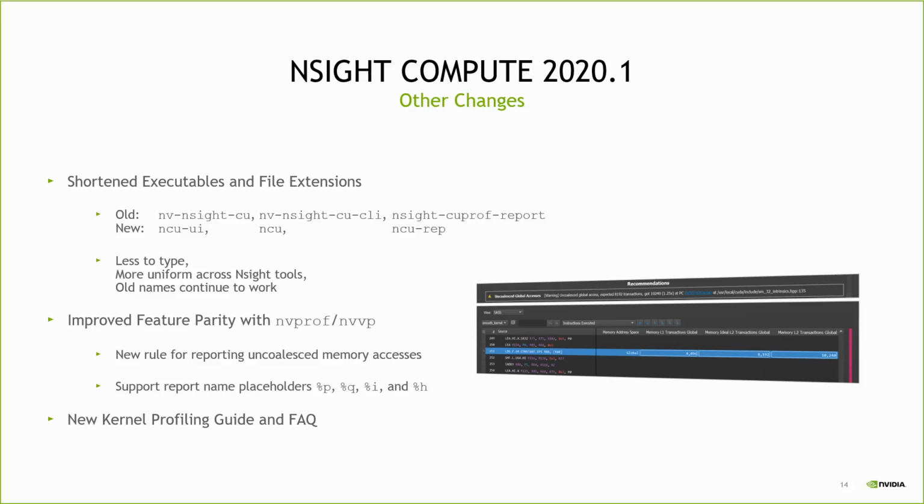And then, I already mentioned it earlier, we tried to improve feature parity on what was missing from NVProf and Visual Profiler. We do have the uncoalesced memory access rules now, and we do have the output placeholders for the process ID, environment variables, increasing numbers, and the host name, which is targeted at people that run this with an MPI start or something, and that helps a lot to keep the output names consistent. And finally, we got a lot of feedback that there should be more documentation and more understanding of what those values all mean in the tool.